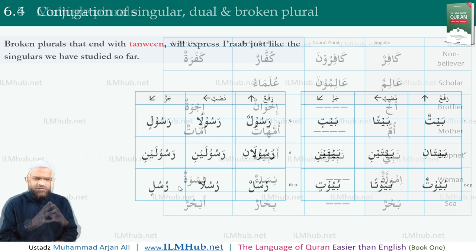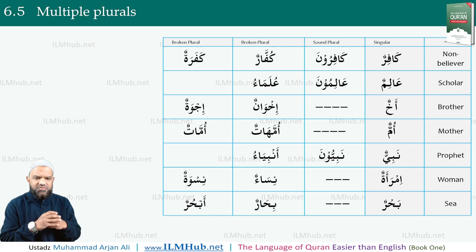The language of Quran, the Arabic, is very rich in vocabulary. And it is not surprising to find on many, many occasions some singular words having more than one plural. I've given you some examples only, but there are many others with more than one plural. Take a look at the first one, kafirun. It has a sound plural also, kafiruna, kafirina, kafirina. And of course, we can form the others as well. But the broken plural, it has two, kuffarun and kafaratun.